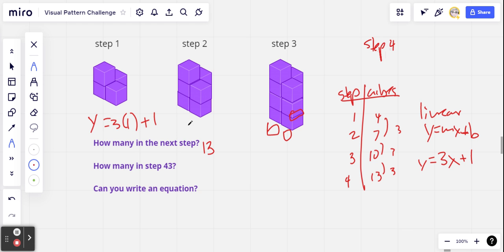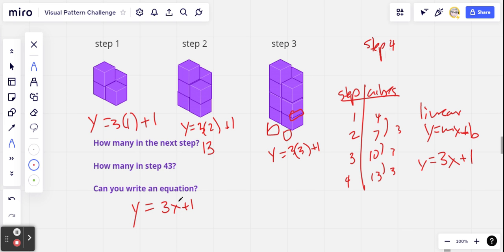Let's test that with step 2. Y equals 3 times step 2, plugging in the step number for x, plus 1. 3 times 2 is 6, plus 1 is 7. Yeah, that's how many you have in step 2. And in step 3, y equals 3 times step 3 plus 1. 9 plus 1 is 10, and that's how many we have. So our equation is y equals 3x plus 1.